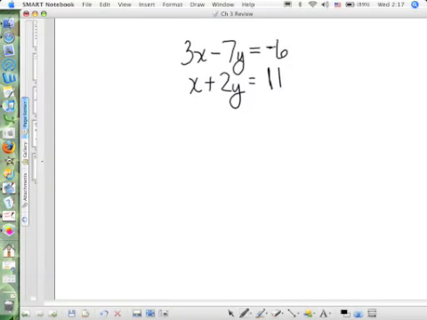The easiest variable to solve for would be x in the second equation, because all I have to do is subtract 2y from both sides. Or I could use elimination, because all I'd have to do is multiply the bottom equation by negative 3 in order for positive and negative 3x to get rid of the x. If you multiply the bottom equation by negative 3, you get negative 3x, which eliminates the x. What we need to do is solve for y.